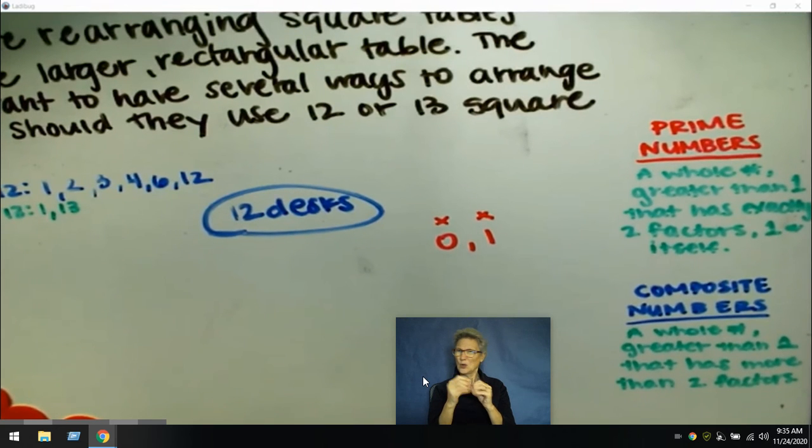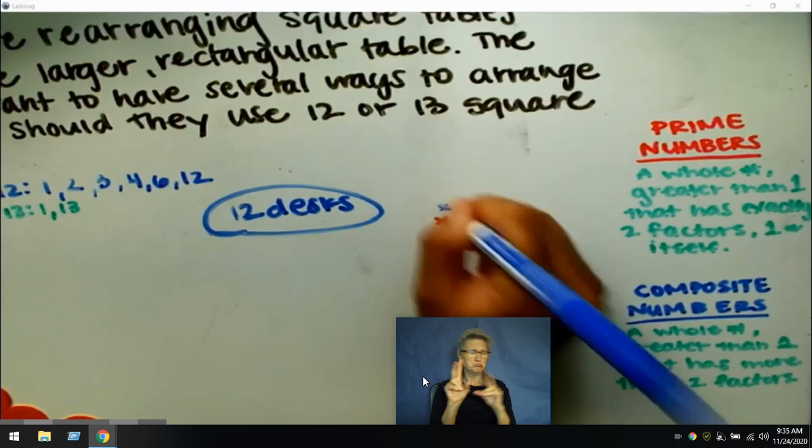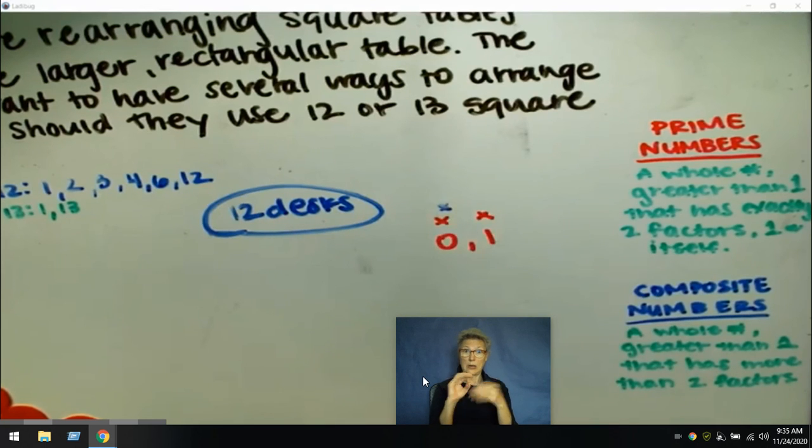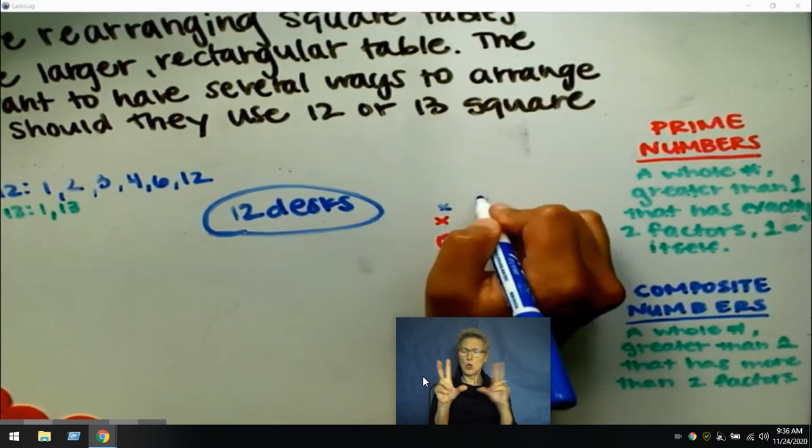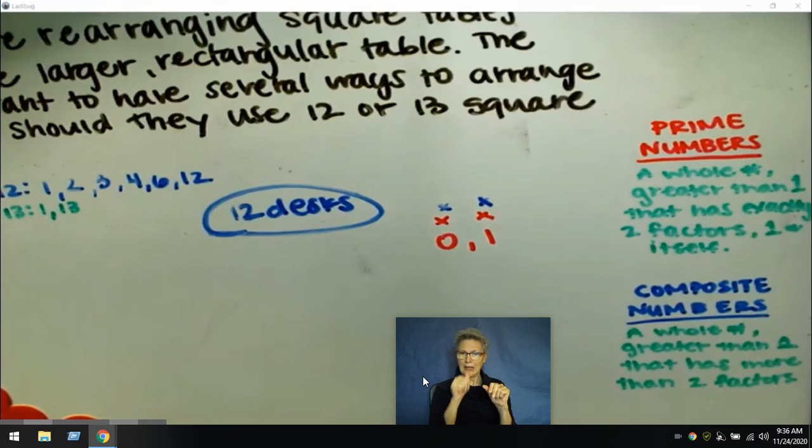Well, could they be composite numbers? Let's refer to that definition again. A whole number that's greater than 1 that has more than 2 factors. So again, I'm thinking, is 0 a whole number that's greater than 1? Nope, it's not. Is 1 a whole number that's greater than 1? Nope, that also is not. So 1 and 0 are 2 numbers that are neither prime nor composite.